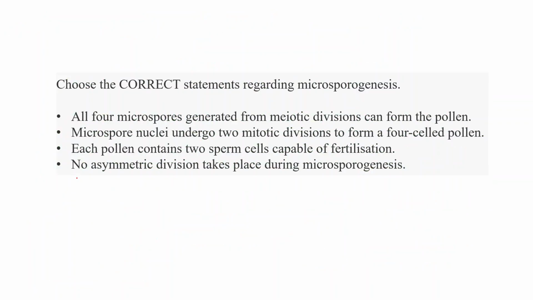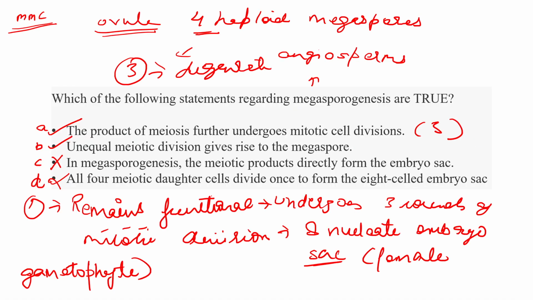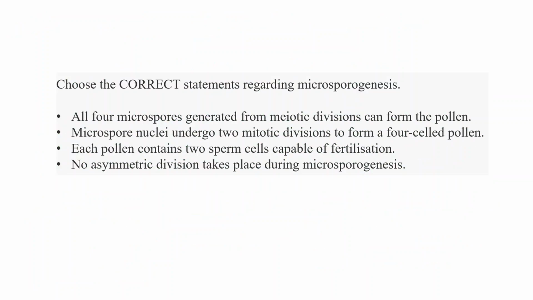Okay, fine. Next question is, choose the correct statements regarding microsporogenesis. Up till now we discussed megasporogenesis. Now the question is about microsporogenesis. A. All four microspores generated from meiotic divisions can form the pollen. B. Microspore nuclei undergo two mitotic divisions to form a four-celled pollen. C. Each pollen contains two sperm cells capable of fertilization. And D. No asymmetric division takes place during microsporogenesis. So these are your four options.